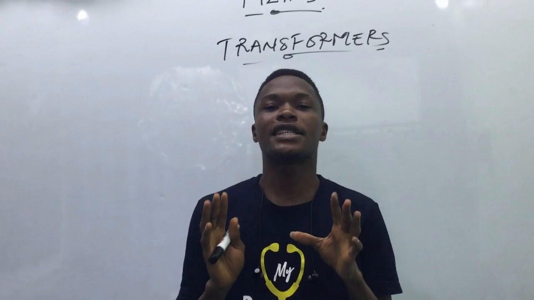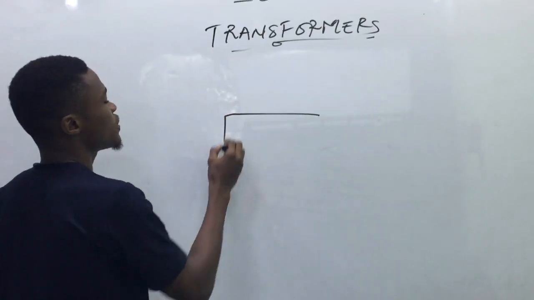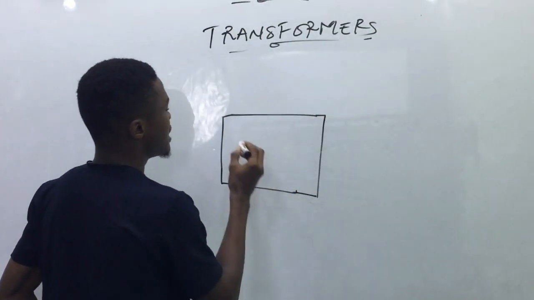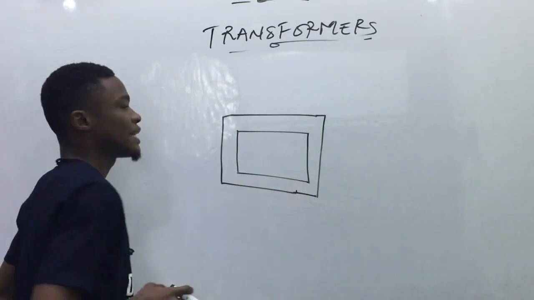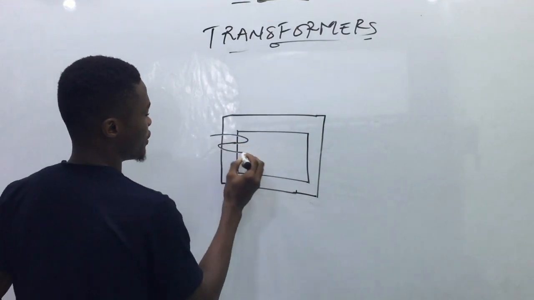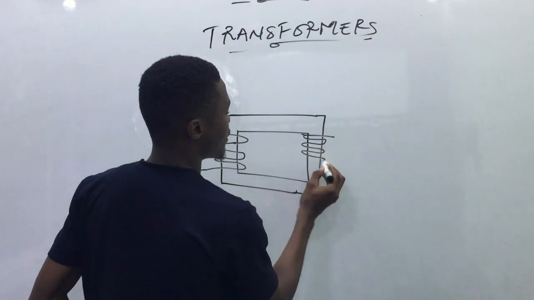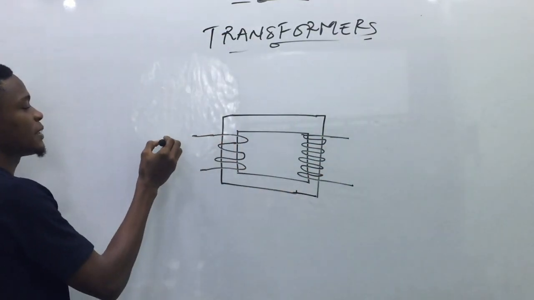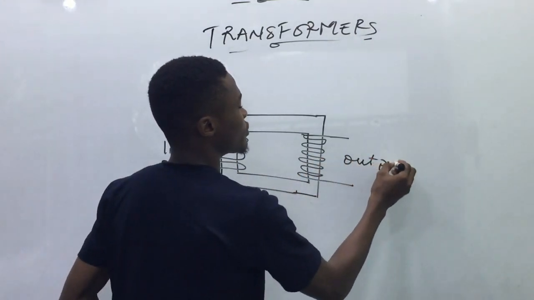Okay, so now we're going to talk about the principle of operation of transformers. Let's see how exactly they work. For us to be able to understand how transformers work, I'm going to use a step-up transformer to illustrate that. Now remember that a step-up transformer is a kind of transformer that has more secondary turns than primary turns. Okay, so we have this, but the secondary has more coils of wire, more turns of wire than the primary. Okay, so this is my input and this is my output.